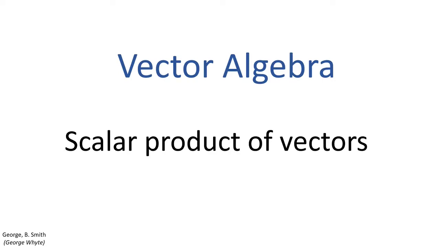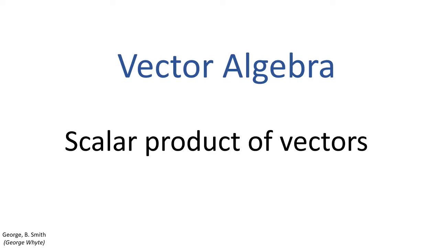So in this video we are going to be looking at the scalar product of vectors. Now in the last video we talked about the sum of vectors, also called the resultant of two or more vectors, but here we're extending it to the product of vectors. When it comes to the product of vectors, there are two basic ways we can multiply vectors.